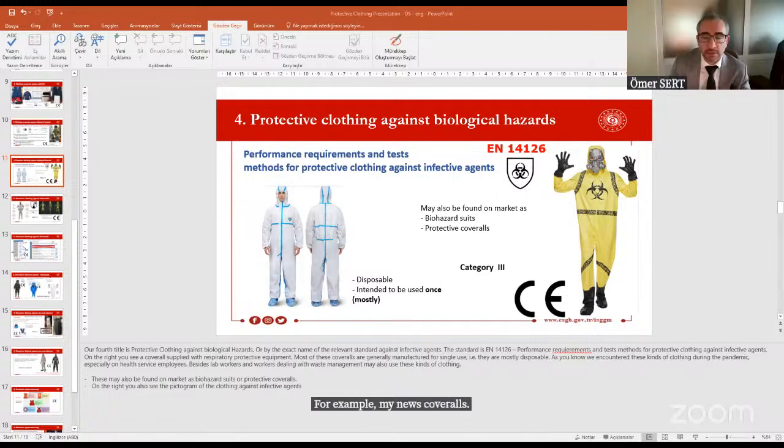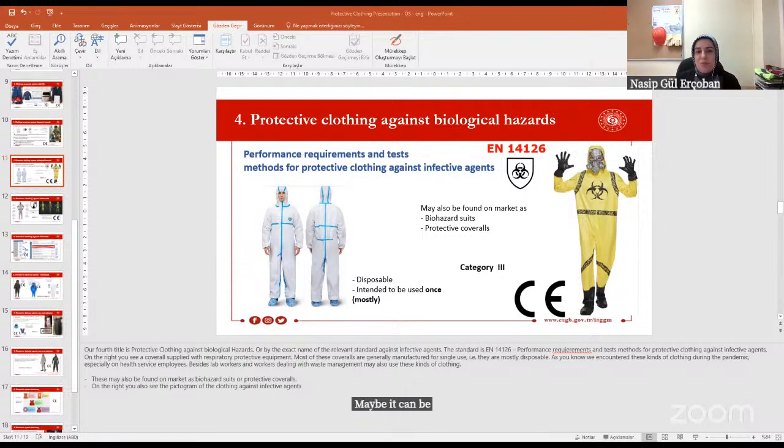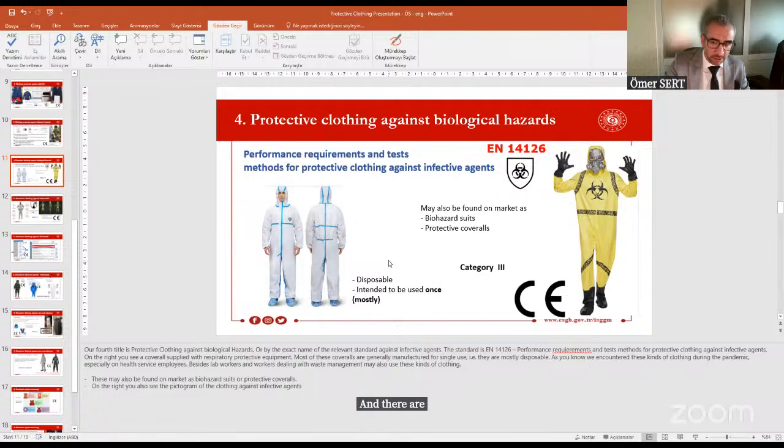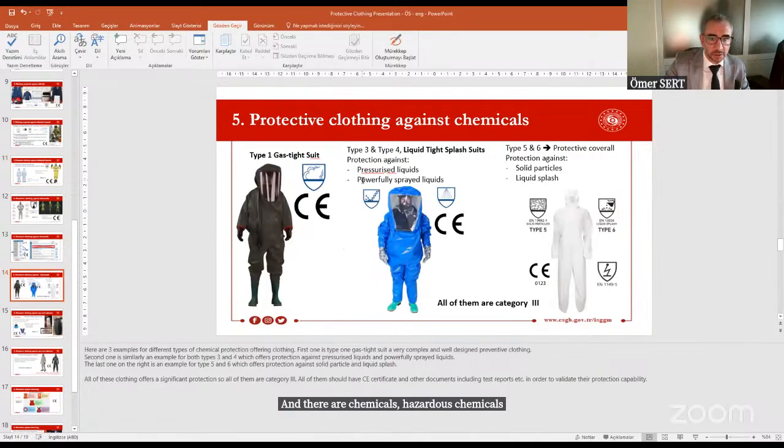Coveralls, yes, coverall clothes. Maybe it can be disposed into special boxes for chemicals and biological clothes. Let's say if it's solid waste management and there are hazardous chemicals, you should choose the protective clothing against chemicals. For example, if there is a very hazardous gas, you should choose type 1 gas tight suit.